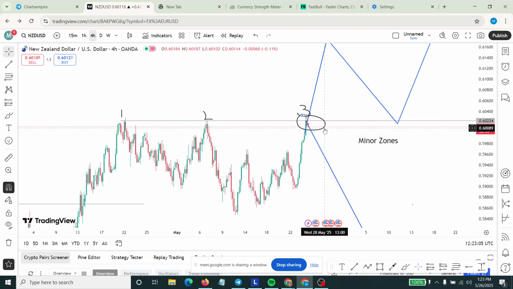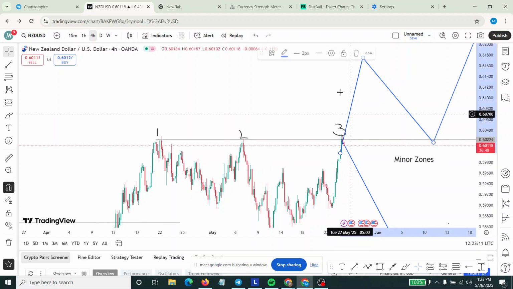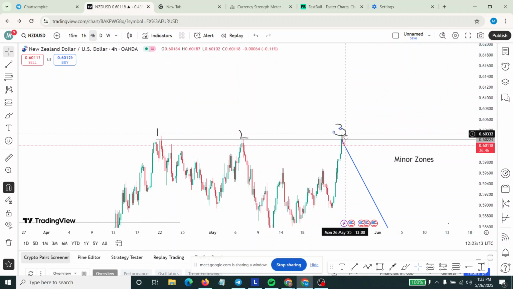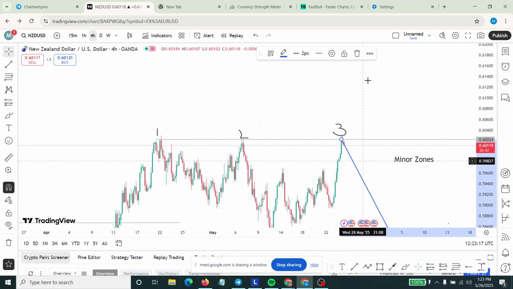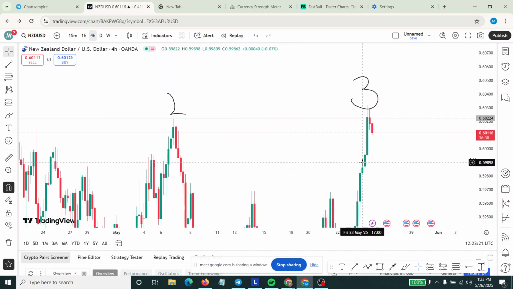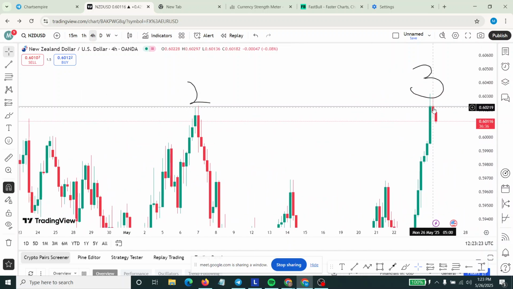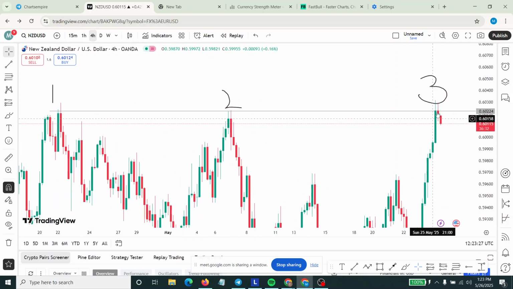So for scalpers or for day traders, they will be looking to join this market here. And if you look at the candlestick confirmation we are seeing so far, let's zoom and see. What candlestick is this? This single bearish one in the middle.